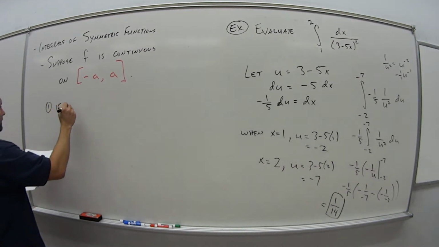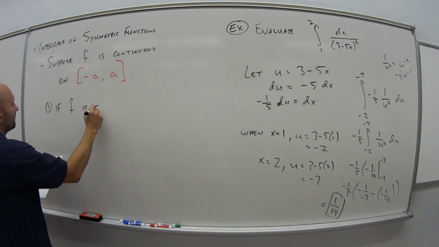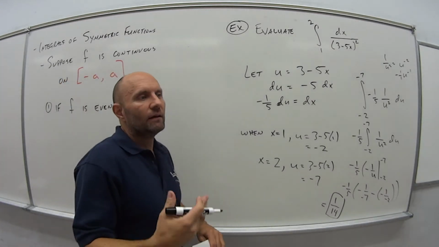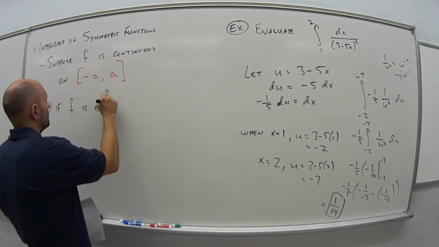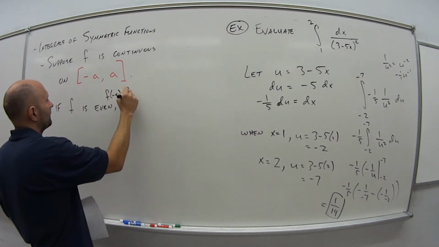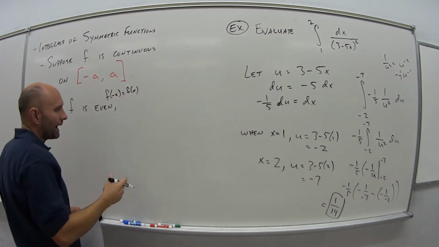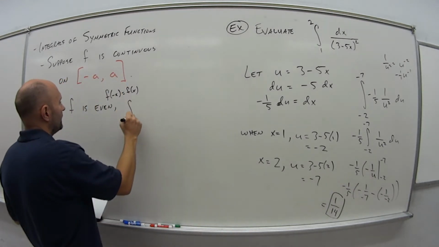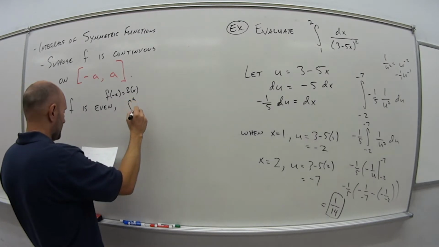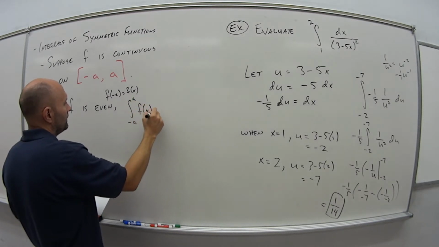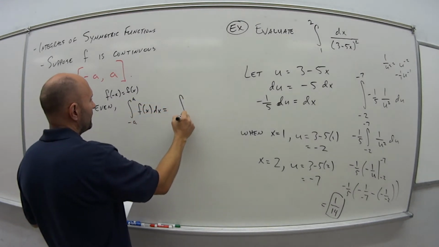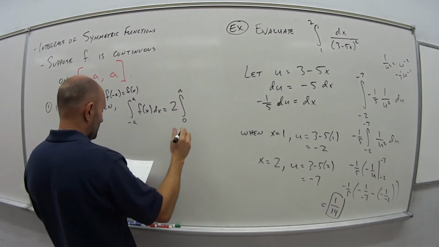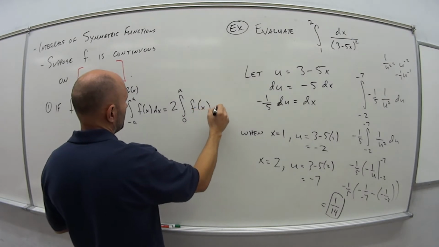If f is even, so even means what? f of minus x is the same thing as just f of x, i.e. x squared. That's an even function. Then the integral from -a to positive a of f(x) dx is the same as 2 times the integral going from 0 to a of f(x) dx.